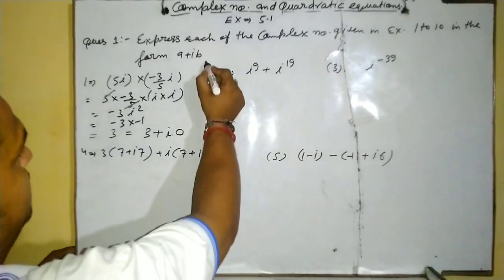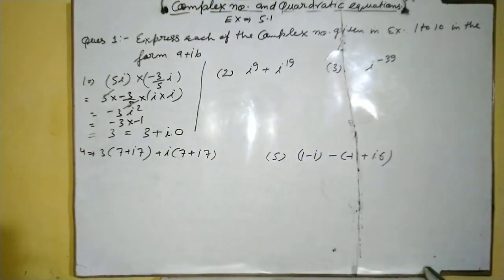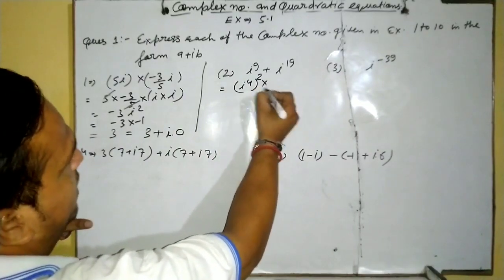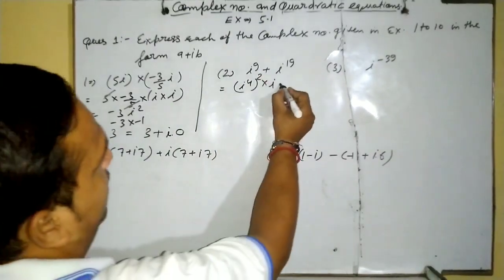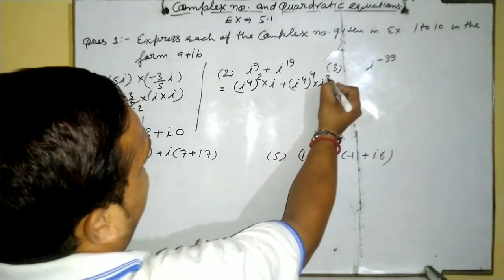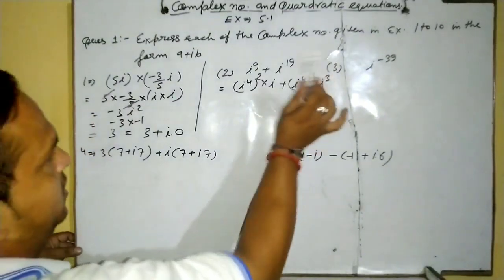This will be the second question: i to the power 9 plus i to the power 19. Whenever i has a larger power, in this situation you have to break it in terms of i to the power 4, because i to the power 4 is 1. So we can write here (i to the power 4) whole square into i, since 4 twos are 8, plus 1 is 9. And this is also (i to the power 4) whole power 4 into i cube, since 4 fours are 16, plus 3 is 19.